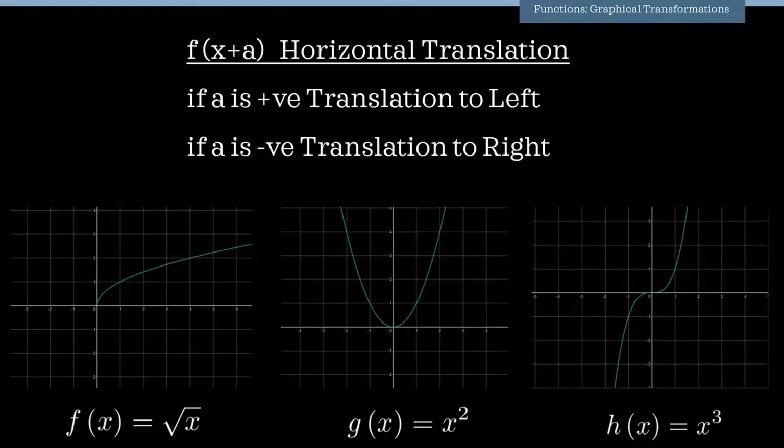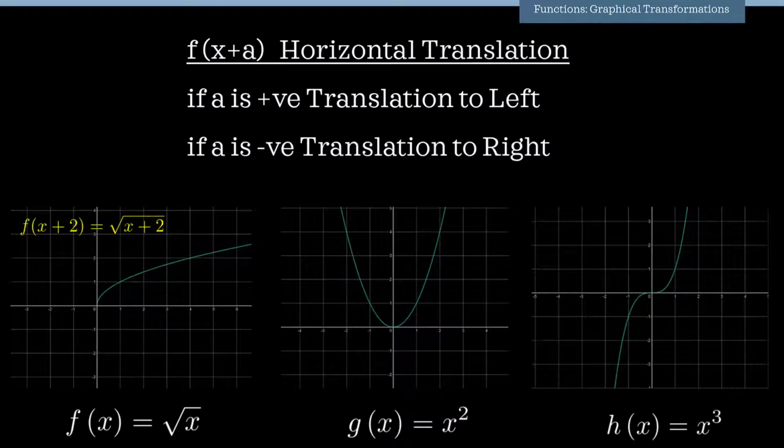Now let's look at the second type of transformation, which is horizontal translation. In this type of transformation, we add or subtract some constant value from the input x. If I'm adding a value to the input, this means that the graph is going to translate towards the left hand side. And if I'm subtracting some value from the input, it means that the graph is going to translate towards the right hand side. If you want to know the reason why this happens, you can look at my PDF with this video. So first let's suppose that a is 2.